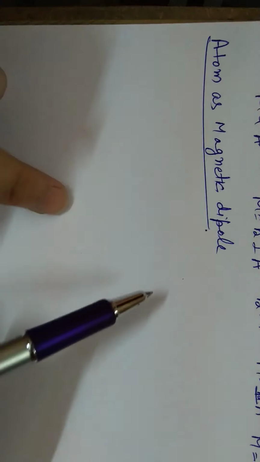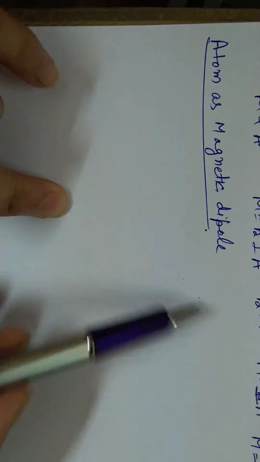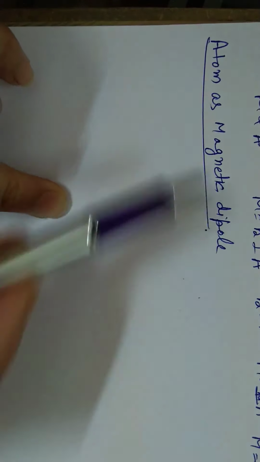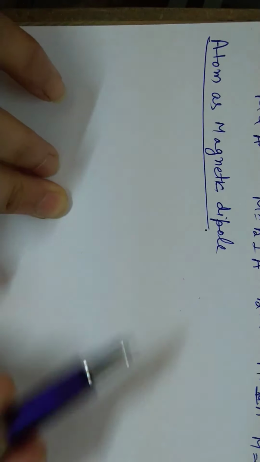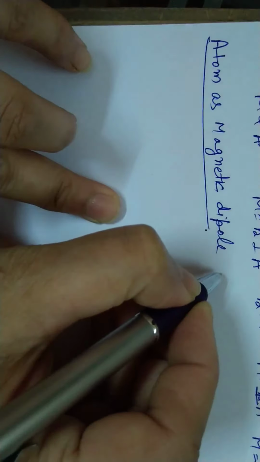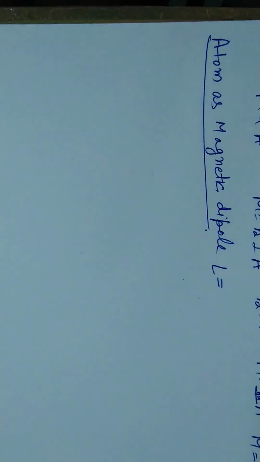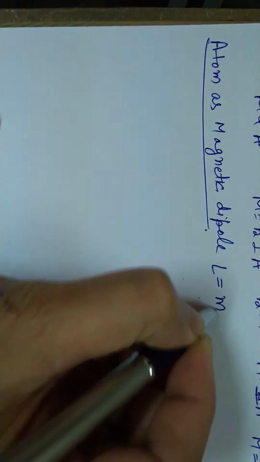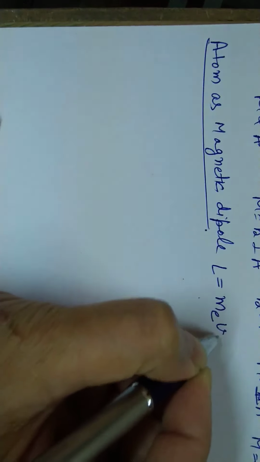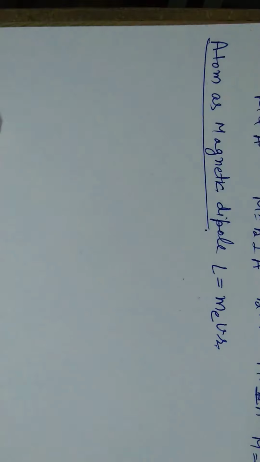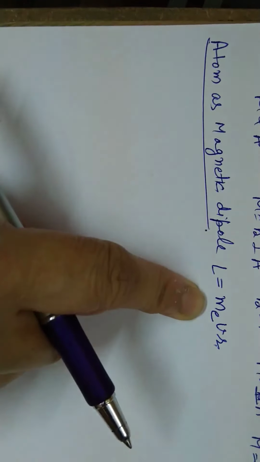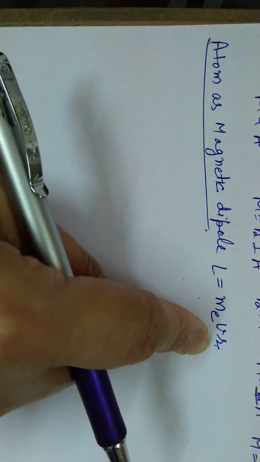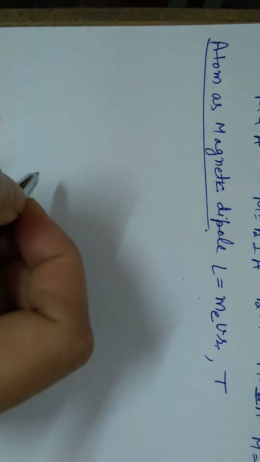So the electrons that constitute the current, that current-carrying loop, behave as a dipole. Here we consider the angular momentum of the electron revolving in the atom: m is the mass of the electron, v the velocity, r the radius of the circular orbit, and T is the time period.